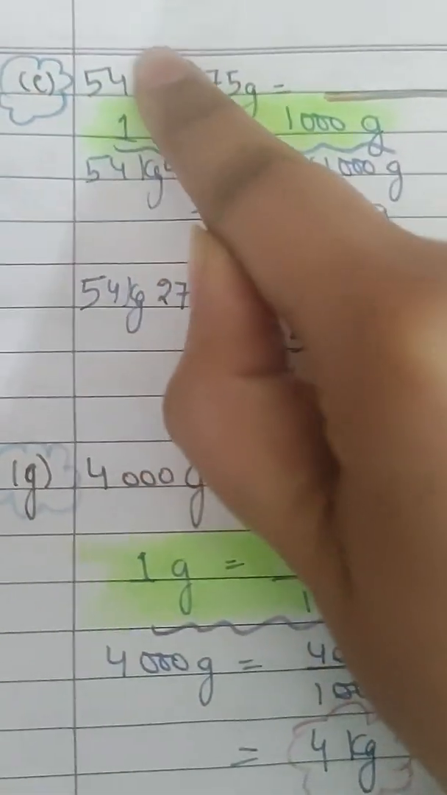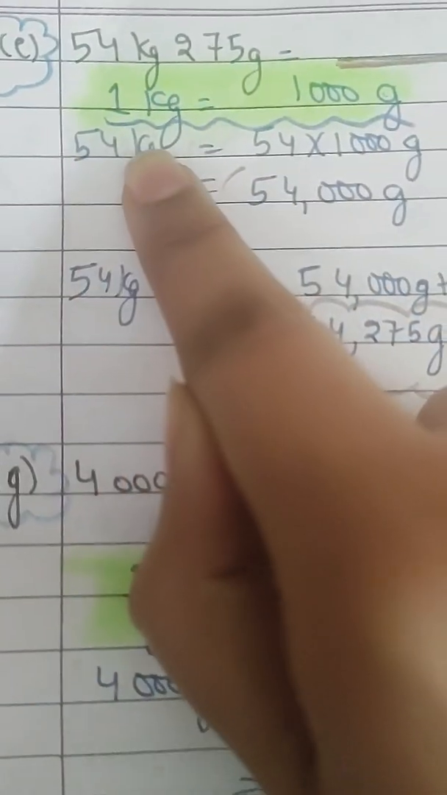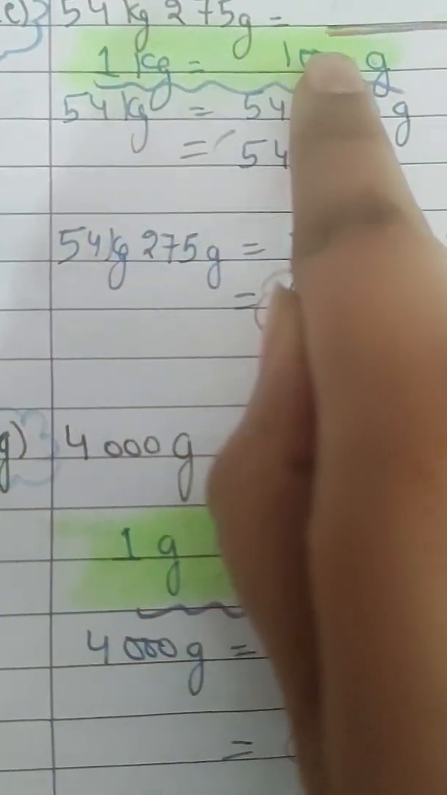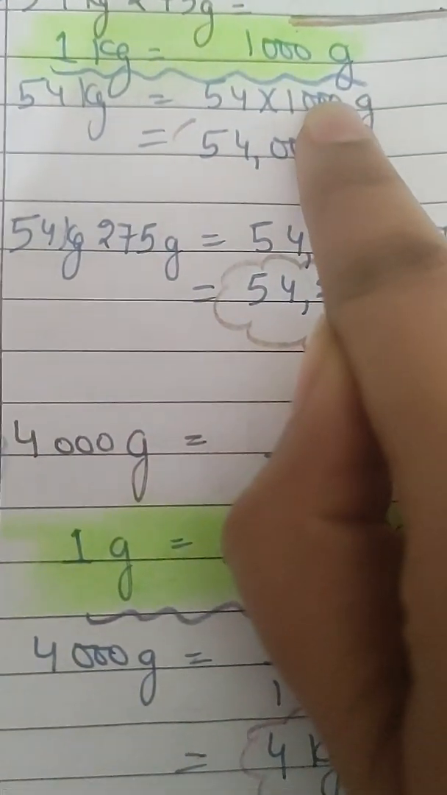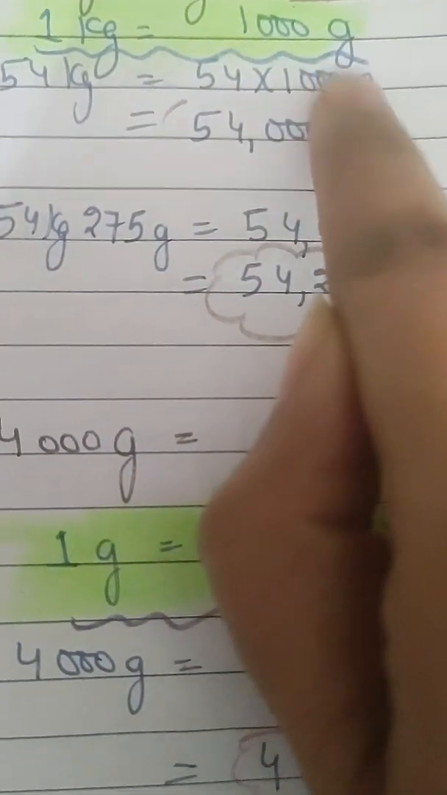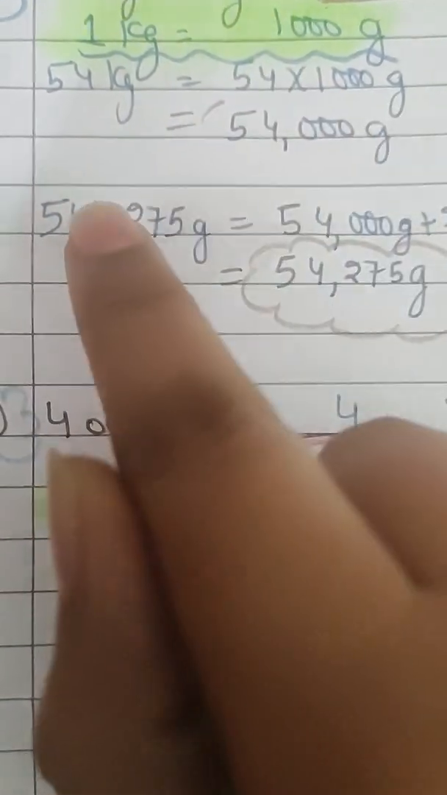Again you have to write bigger to smaller we are going. 54 kg firstly you are going to take. So 54 kg we are going to write again, and then you have to multiply by this 1000. You have to use the formula and you have to take the number from there only. 54 multiplied by 1000 is equal to 54,000.